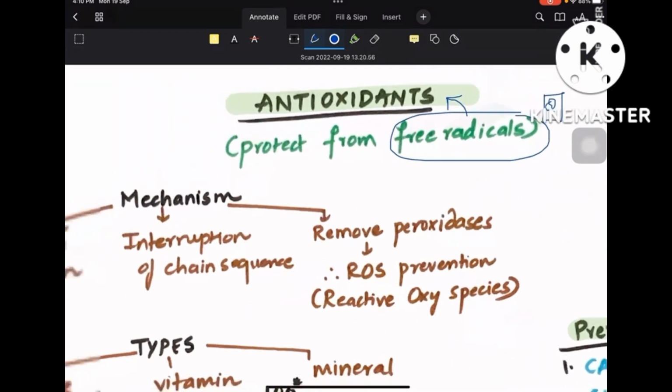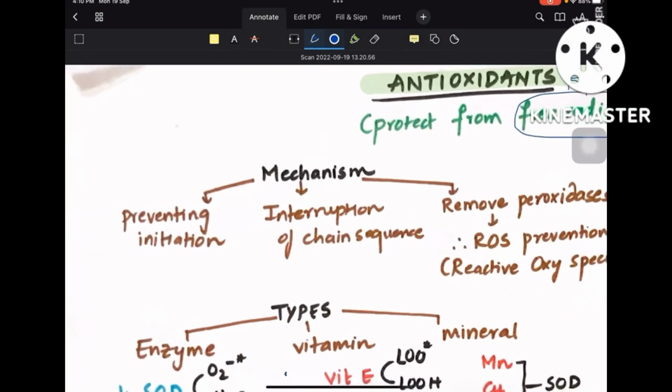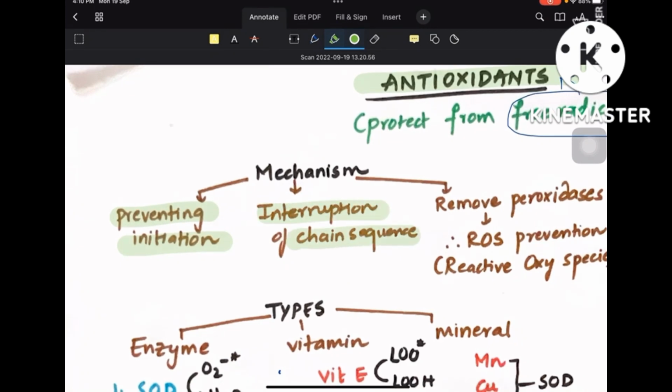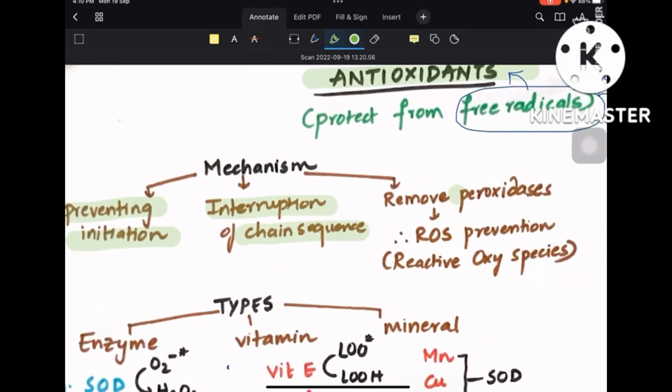Antioxidants act by different mechanisms, guys. One is preventing the initiation of free radical generation, the second one is interruption of the chain sequence, and the third one is removing the peroxides. So peroxidases are the enzymes which produce reactive oxygen species, guys. These reactive oxygen species are prevented from being produced when we inhibit this peroxidase enzyme. So antioxidants do that job.